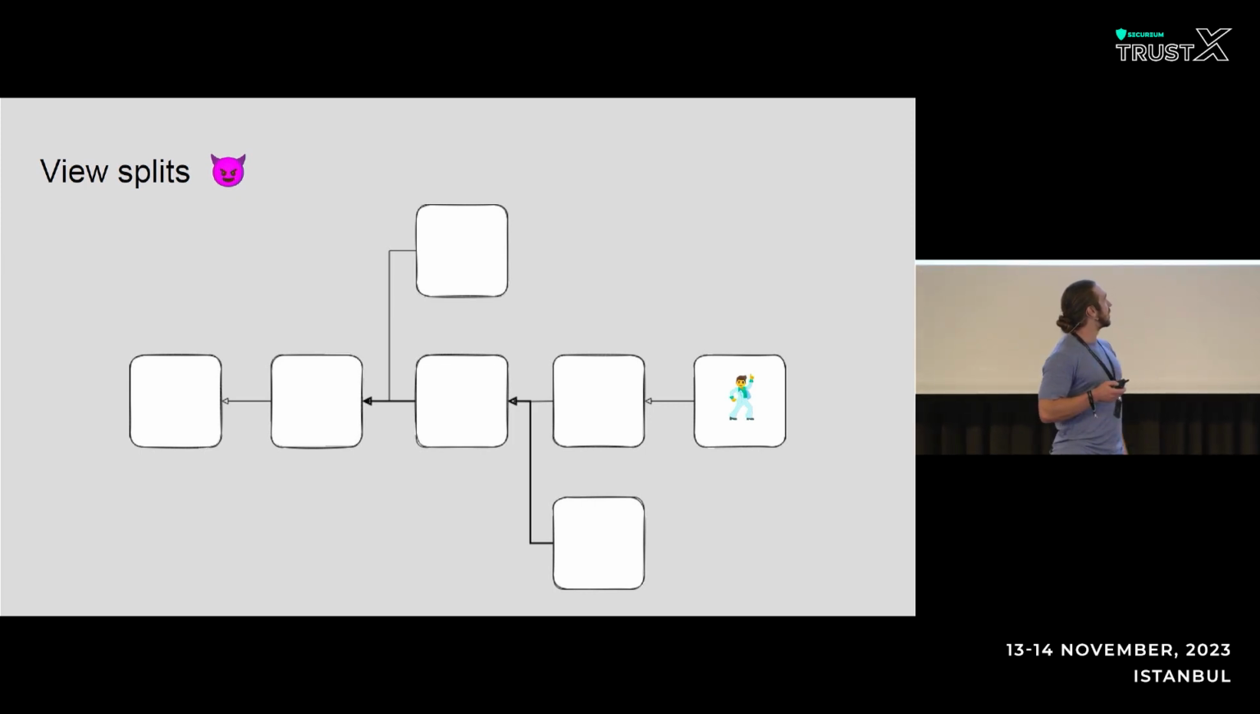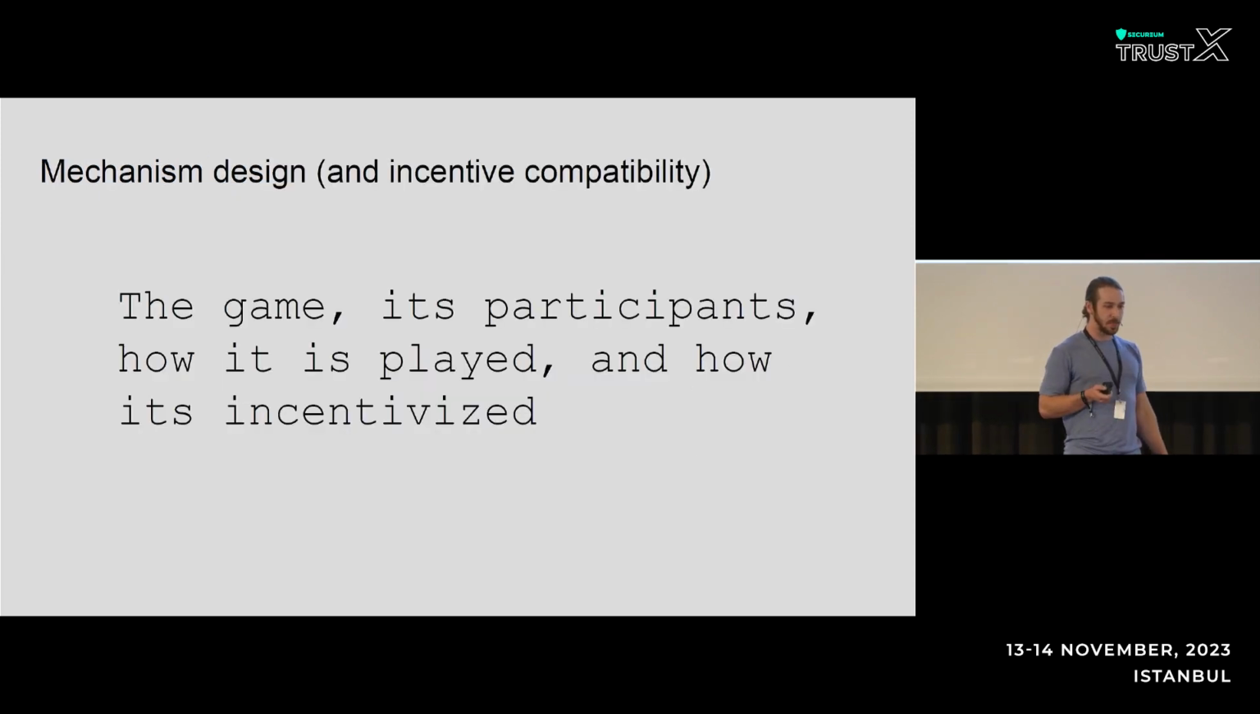One of the big things that has been a problem is view splits. Essentially, I see this chain in the middle as canonical, and you see one of these other chains as canonical, because of the timing of messages, because of the particulars of my node in relation to yours. And these have been the pain of Ethereum consensus since phase 0 launched.